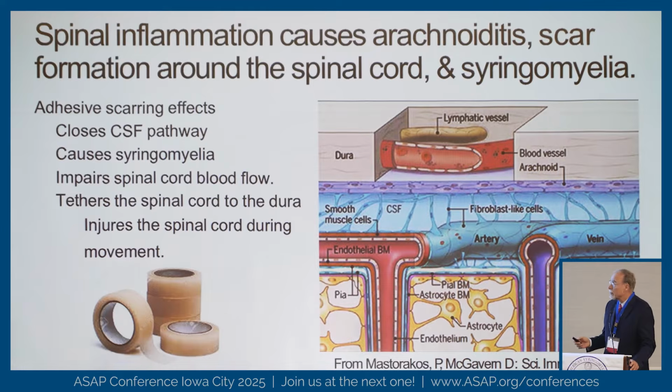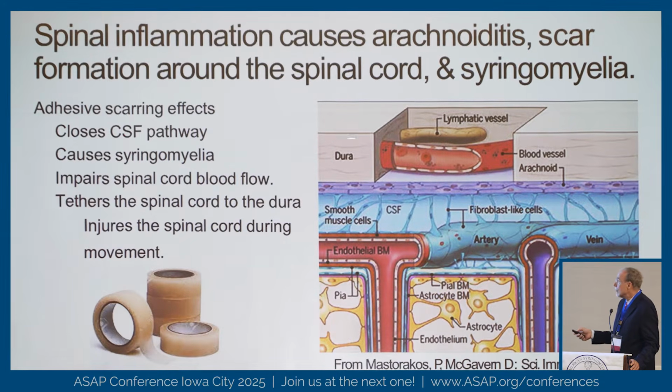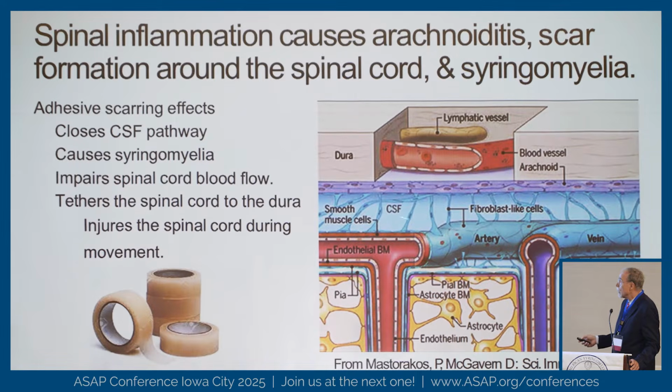Arachnoiditis arises from inflammation, and inflammation, if you've ever had an infection or something like that, is an example. But with arachnoiditis, sometimes the inflammation comes from trauma, and you have red blood cells released, and they're irritative, and then they cause inflammation. Sometimes you have infection like meningitis, but what they all do is affect this area between the dura and the spinal cord called the subarachnoid space.